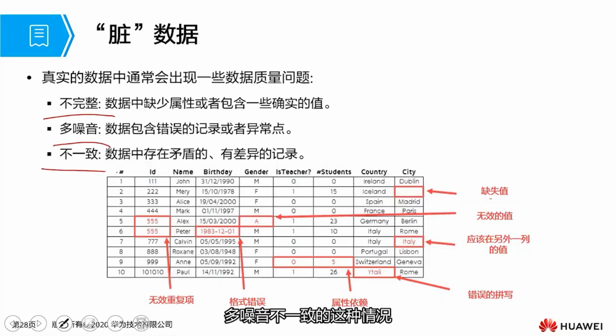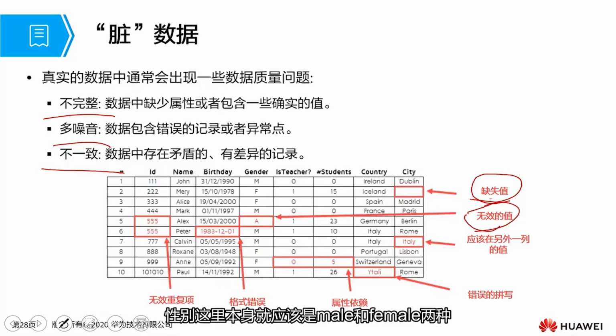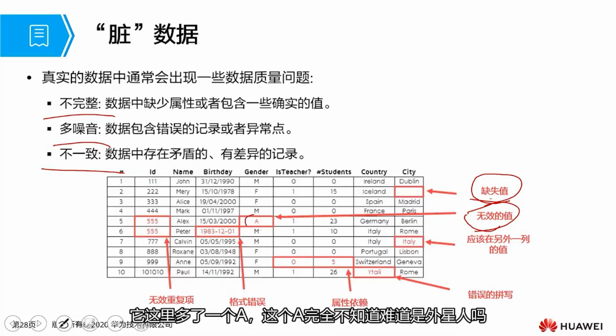This is indeed very typical dirty data. There should have been a value here originally, but there is none. Invalid value. Here, the gender should be male and female by itself, but there is an extra A here. This A has no clue at all. Are they aliens? This is an invalid value, which should be in the value of another column.